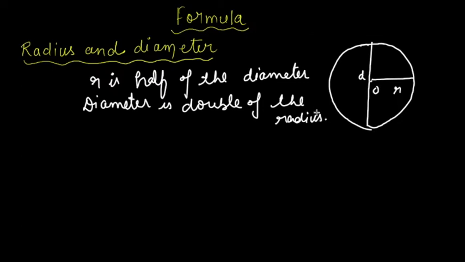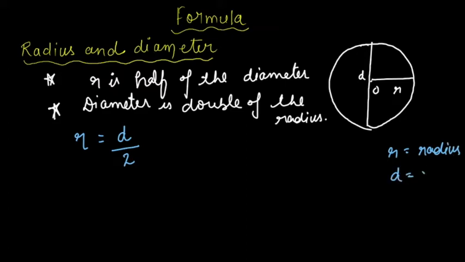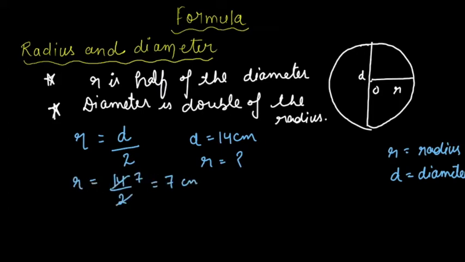So from these 2 points, we will write 2 formulas. Number 1, radius is half of the diameter. So it means if you have to calculate the radius, it will be half of the diameter, where R is radius and D is diameter. So if I know that the diameter is 14 centimeter, how much will be the radius? Radius will be 14 upon 2, and 2 sevens are 14, means 7 centimeter. So this was my first formula.